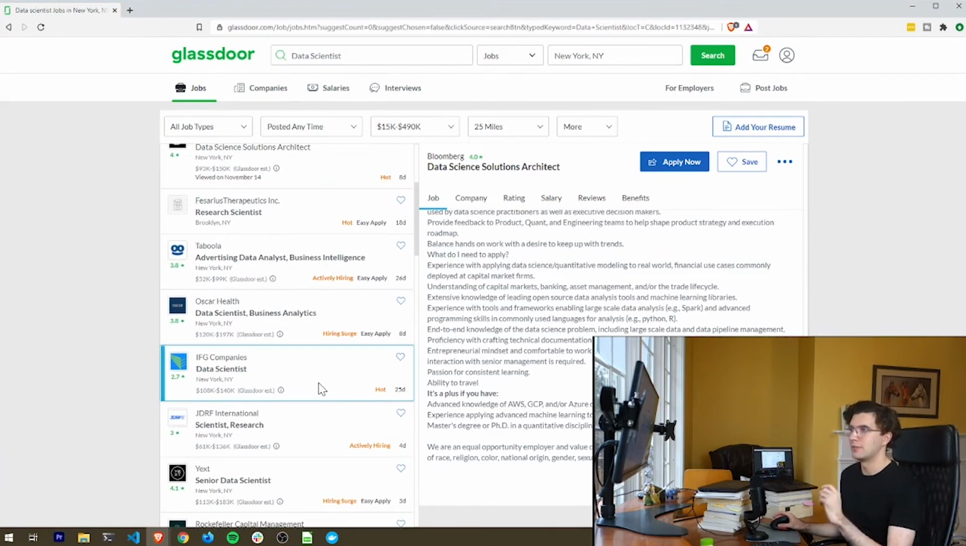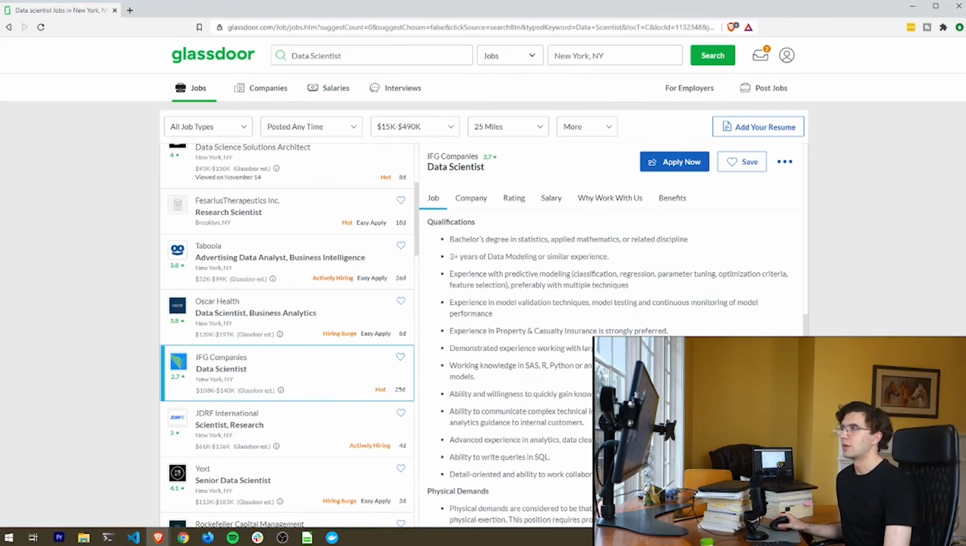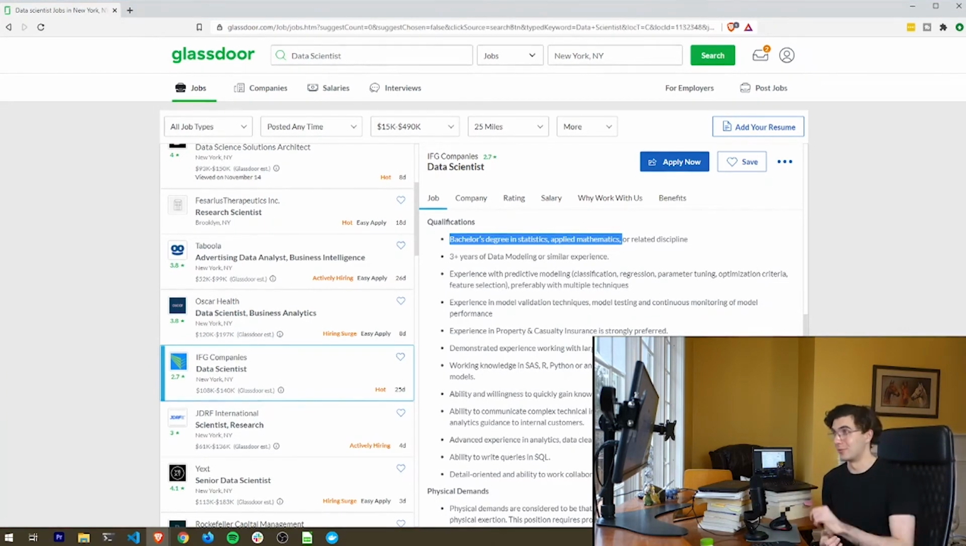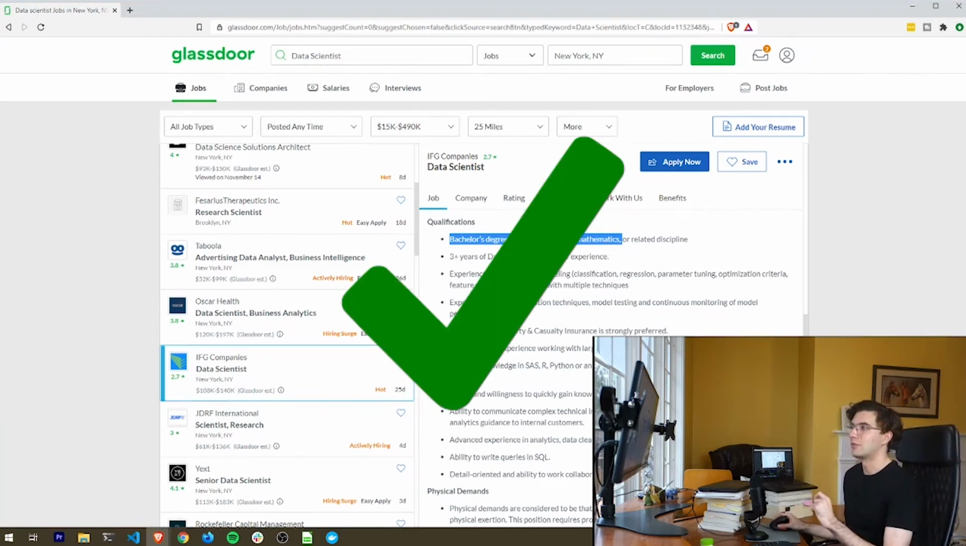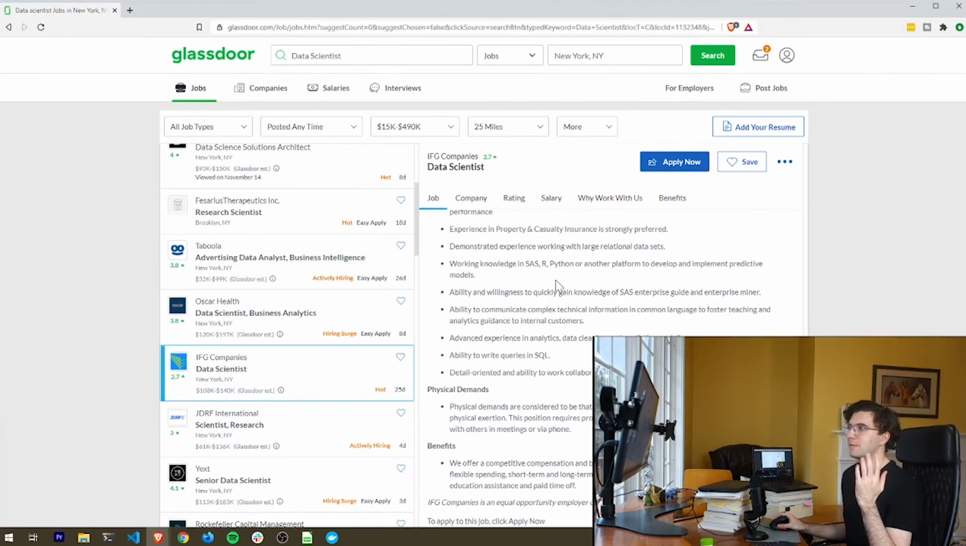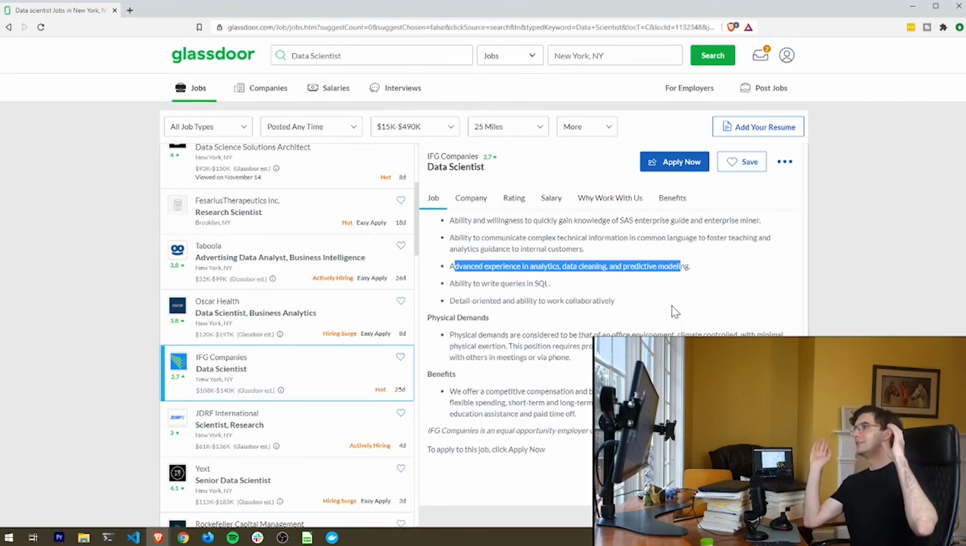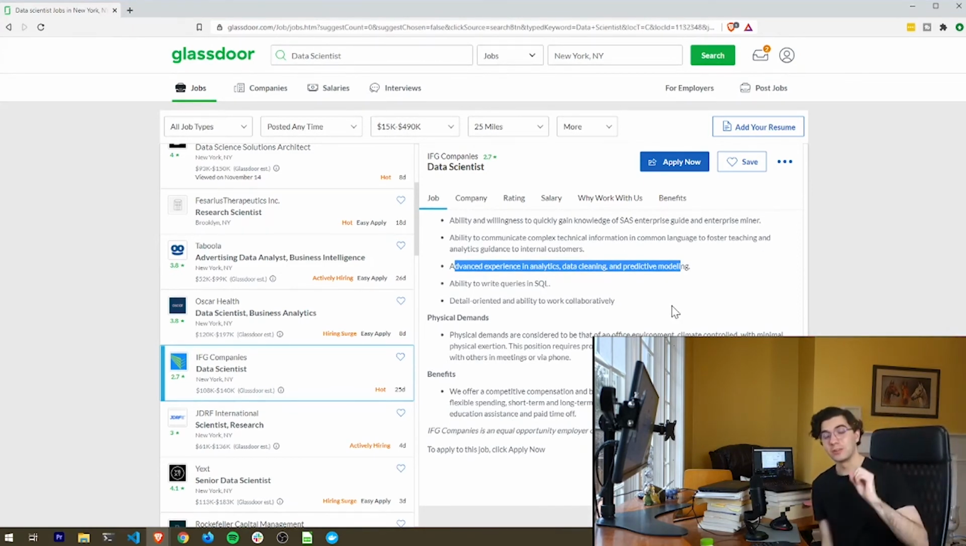So here, data scientist, let's take a look here. Okay, perfect. Here we want qualification, bachelor's degree in statistics and mathematics. So clearly they want a strong math background here. They want experience with modeling. They want experience with SAS or Python, which is obviously used a lot in data science. They want experience in analytics, data cleaning, and predictive modeling. So we've seen 3 postings of data science. We saw 3 postings of software engineer.